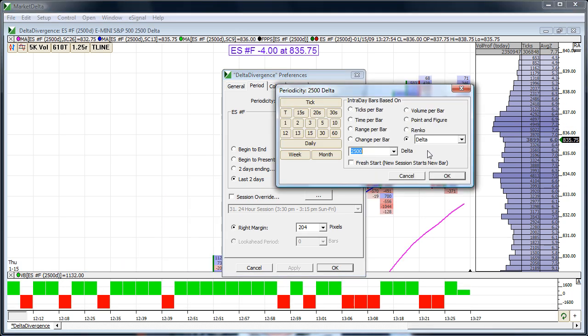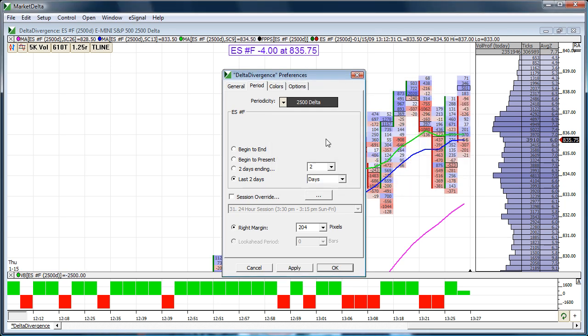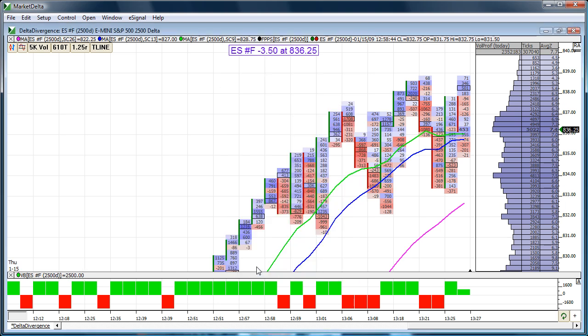And let's change it to the 2500 delta. So I'm changing it so each bar will be based on 2500 plus or minus 2500 delta. If you don't know what that is, you could do a search on our blog or look up the delta periodicity in the knowledge base. But basically it's building each bar until the delta down here reaches plus or minus 2500.